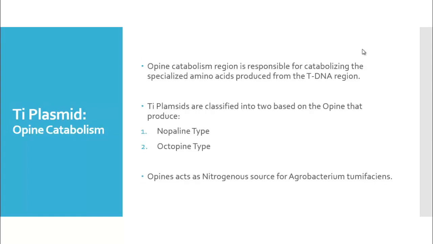The opine catabolism region is responsible for catabolizing the specialized amino acids produced from the T-DNA region. Based on the opine produced, Ti plasmids are classified into two types: the nopaline type and the octopine type. Opines act as a nitrogen source for Agrobacterium tumefaciens.